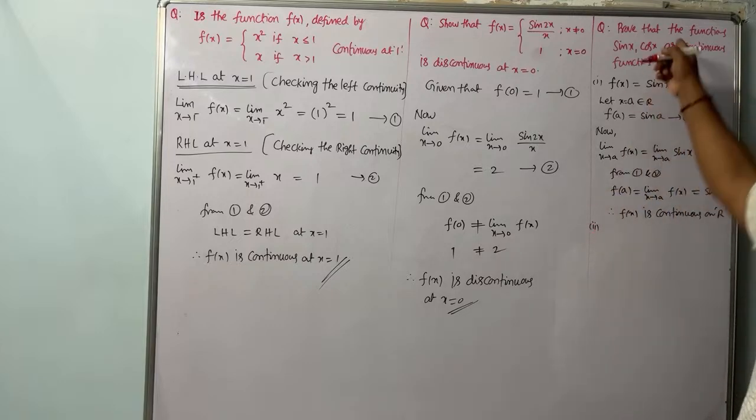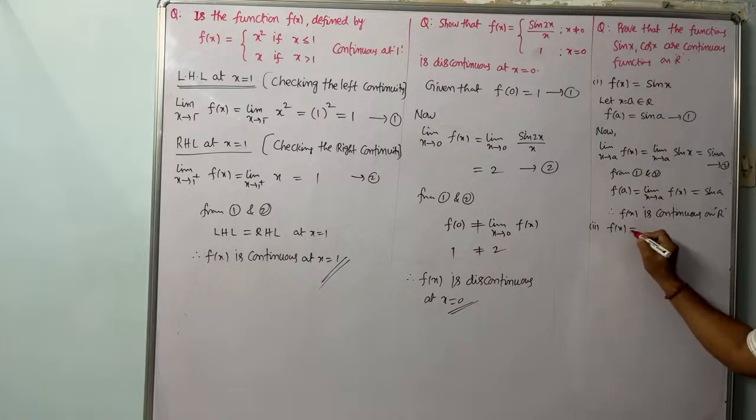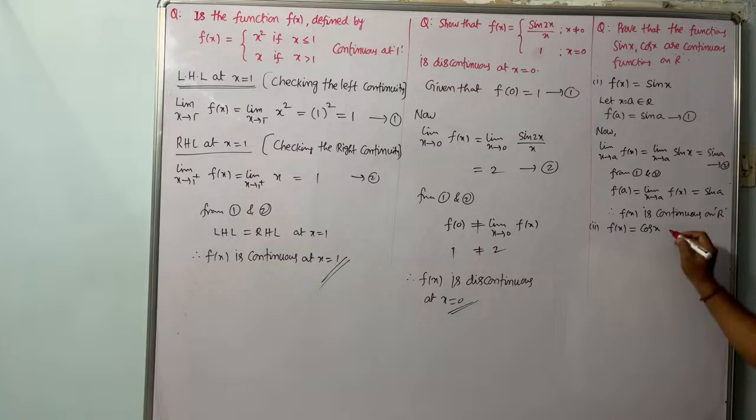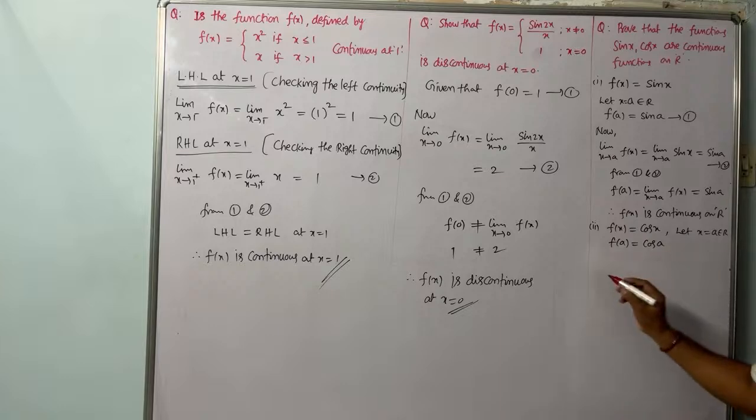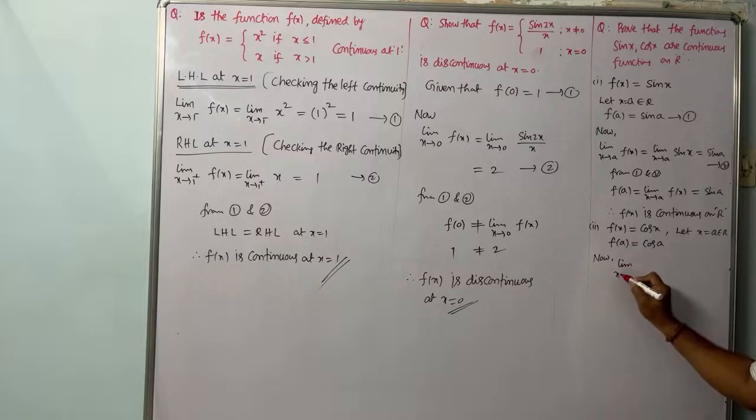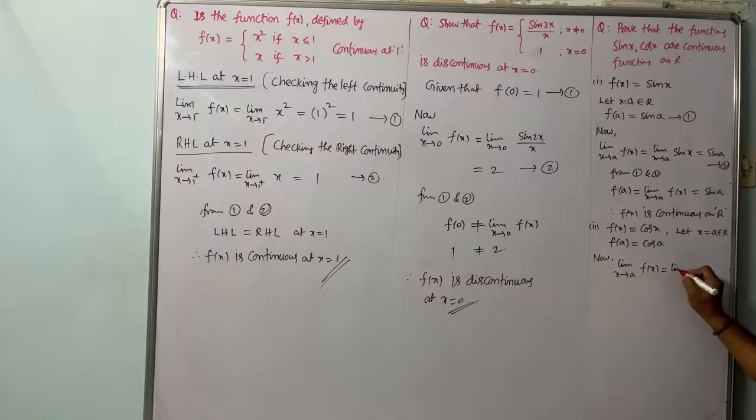Similarly, you can go for cos x. You have to take f of x is equal to cos x, students. Similarly, let x is equal to a belong to R, the real number line, and calculate the value of f of a. That means f of a becomes cos a. Now, the limit as x tends to a of f of x is cos x here, so cos a. Equation number 2, equation number 1.